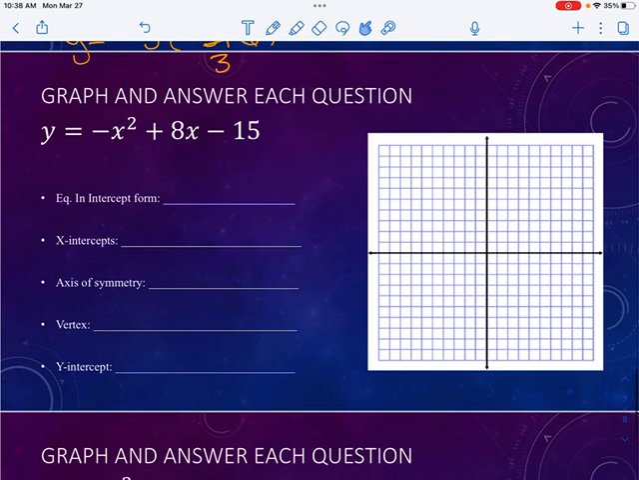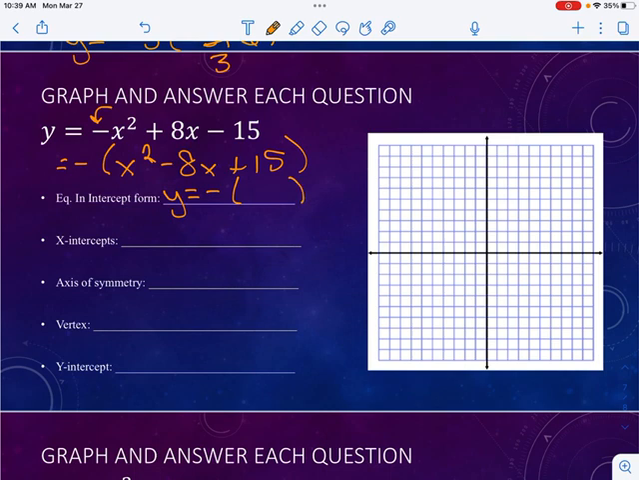Okay, take a look at this third one here. We're going to factor it first. Now, remember that when a is negative, we need to factor that out. So that would give me x squared minus 8x plus 15. So now I come in here to factor it. So I have y equals, and then I have the negative out front. I have my x and my x.